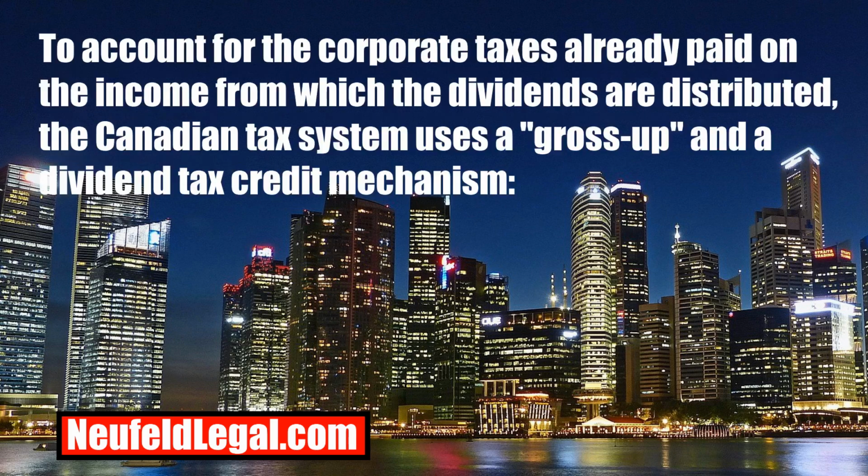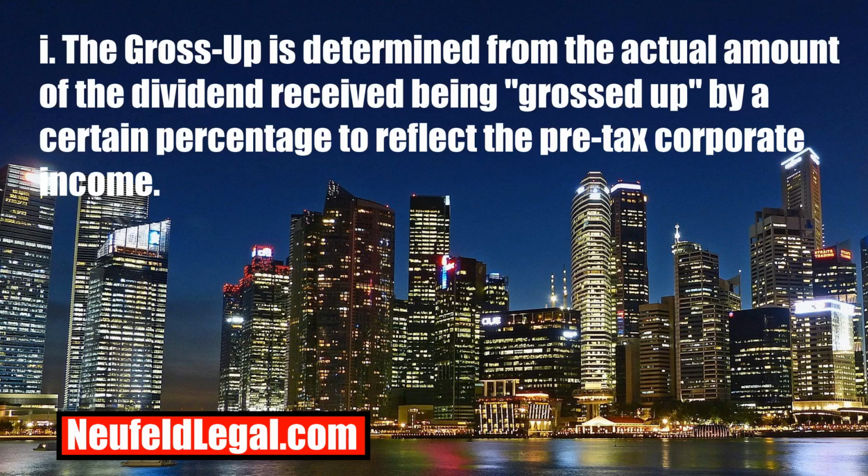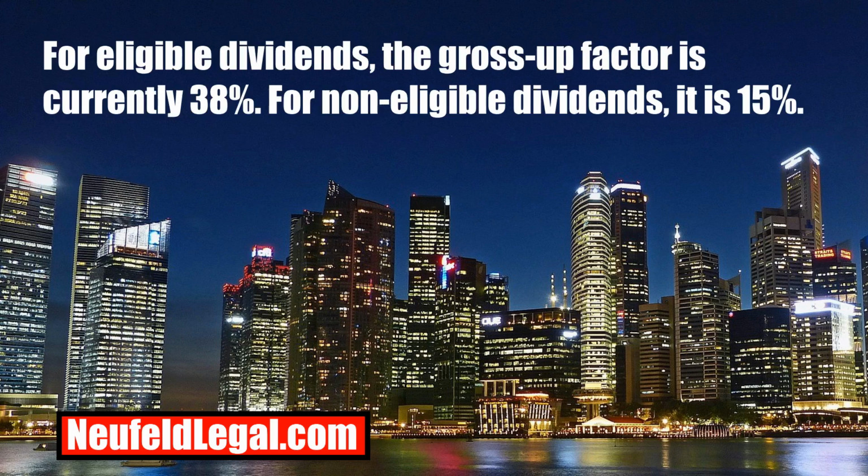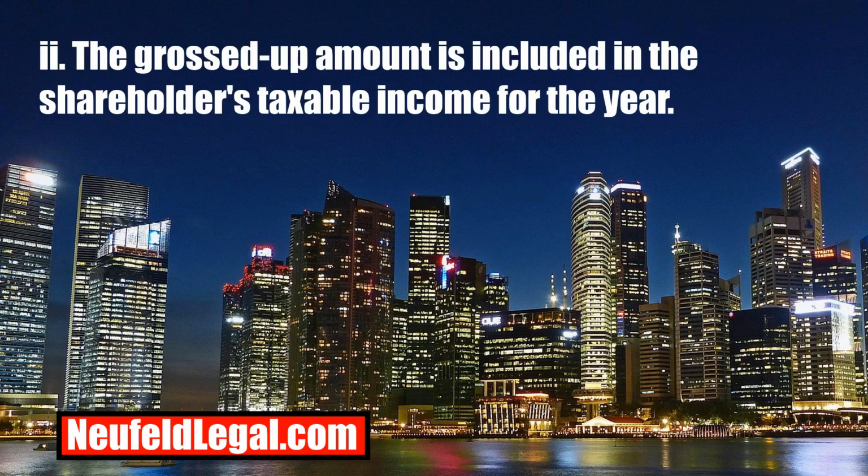Dividend gross-up and tax credit. To account for the corporate taxes already paid on the income from which the dividends are distributed, the Canadian tax system uses a gross-up and a dividend tax credit mechanism. 1. The gross-up is determined from the actual amount of the dividend received being grossed up by a certain percentage to reflect pre-tax corporate income. For eligible dividends, the gross-up factor is currently 38%. For non-eligible dividends, it is 15%. 2. The gross-up amount is included in the shareholder's taxable income for the year.